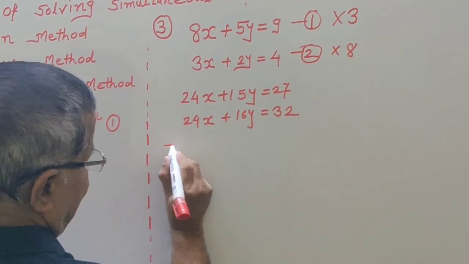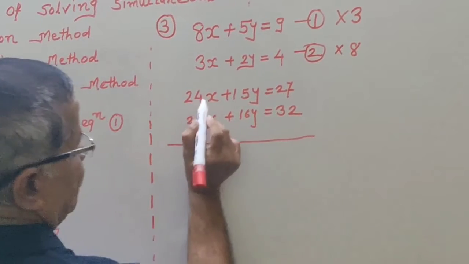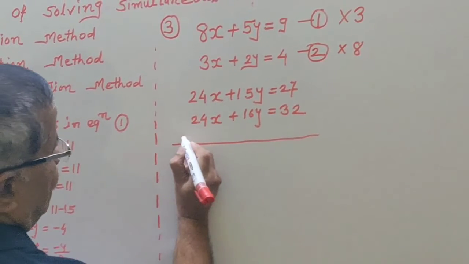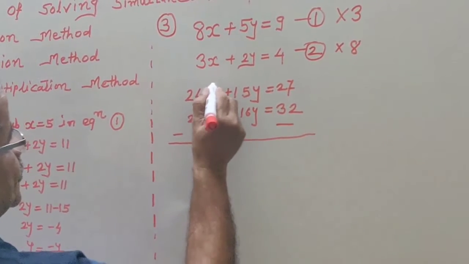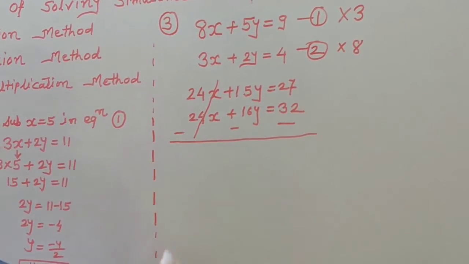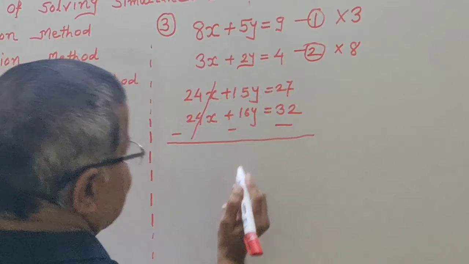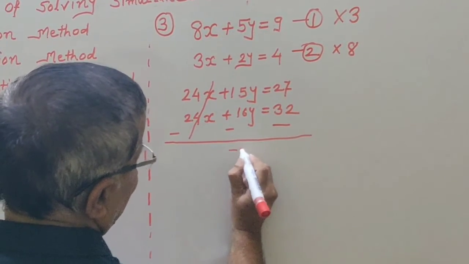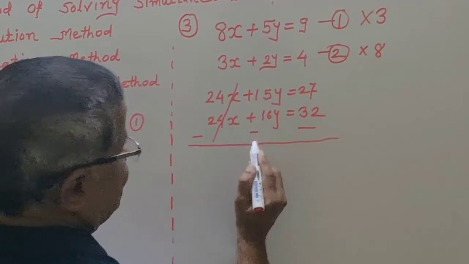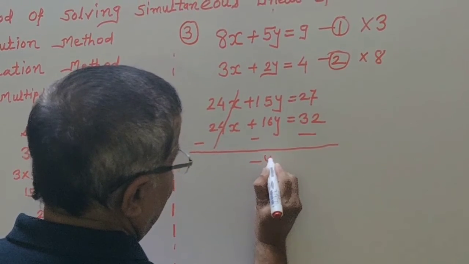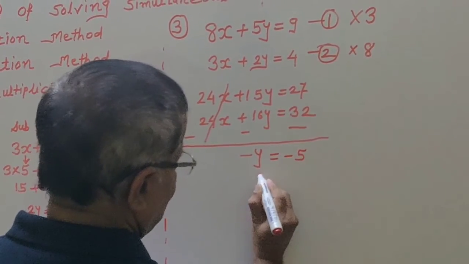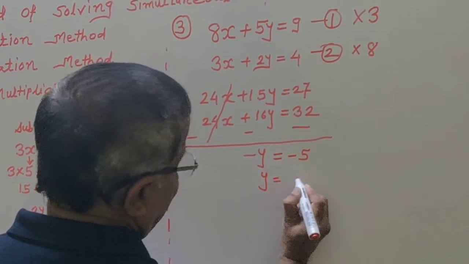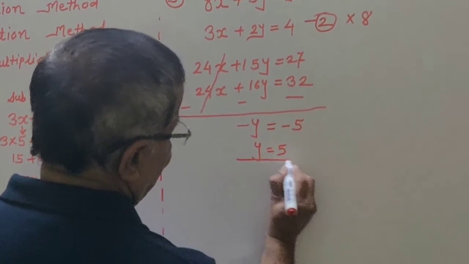Now in this case also the signs of x are equal, therefore I will change the signs of these three terms. So 24x gets cancelled, 15y minus 16y is equal to minus y. 27 minus 32 is minus 5. So cancelling the negative sign, you will get y is equal to 5.